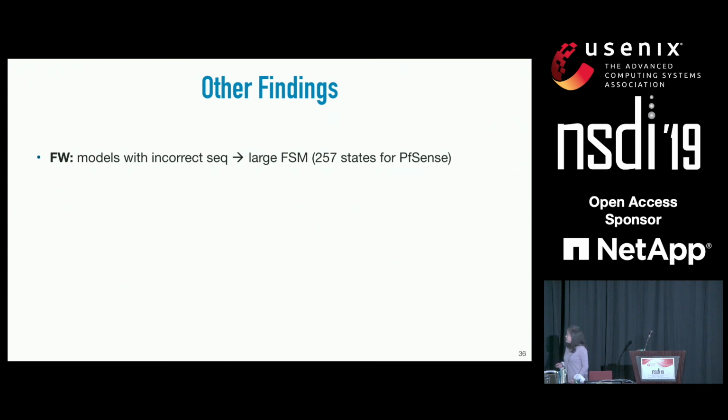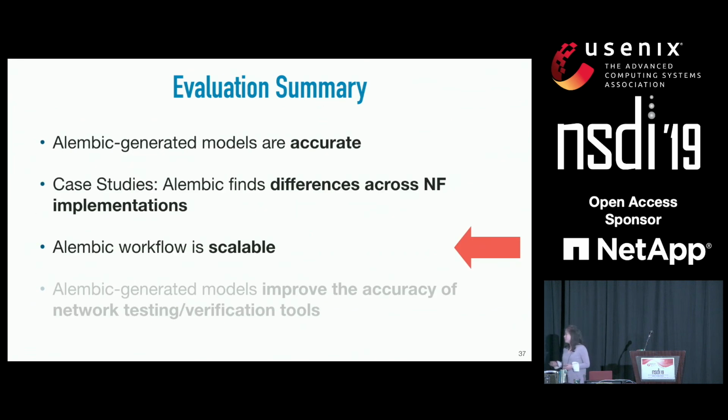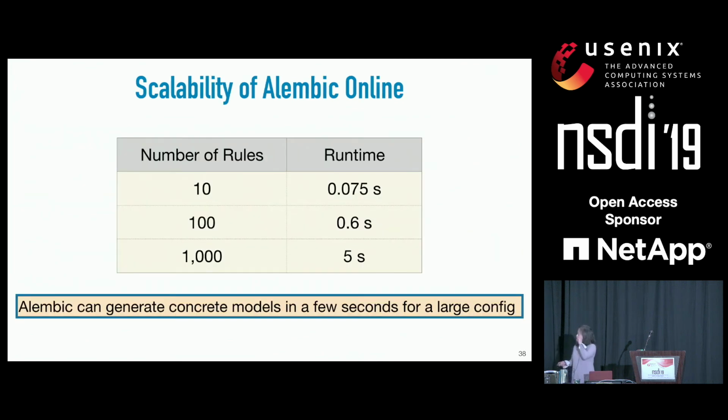We also have other findings. Firewalls with the incorrect sequence have 257 states. We find a lot of firewalls do not handle out-of-window packets correctly. A lot of them let them through. We find load balancers are done in different ways. HAProxy does it in a connection terminating way, whereas the pfSense load balancer is exactly like a destination NAT, rewriting the IP and port for every packet. There are more findings in the paper. For scalability, as we increase the number of rules, we see an increase in the runtime. But for a config with 1,000 rules, we can respond within 5 seconds.